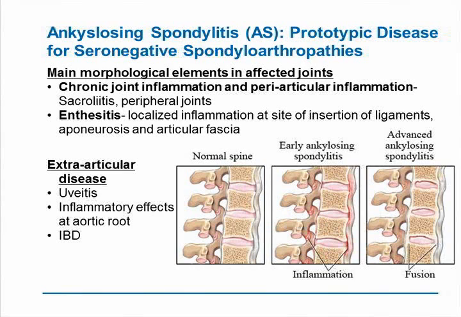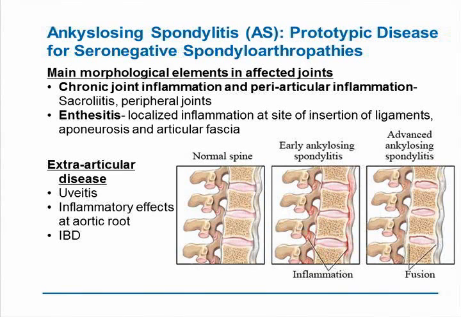So the enthesis is a site of insertion of ligaments, aponeurosis, and articular fascia. So it's really just a set of connective tissue where these have anatomic relevance to stabilizing joints, and particularly along the spine, there are these insertions where the longitudinal ligament will insert along the vertebral bodies to be stabilized, and it's actually at that site where the initial inflammatory lesion is seen that's so characteristic of ankylosing spondylitis, with a very different presentation and different cells and infiltrates than seen in virtually any other disease.